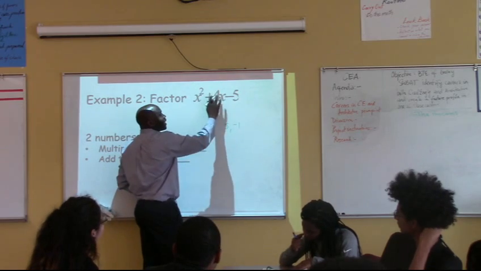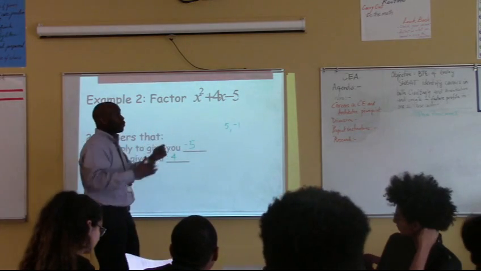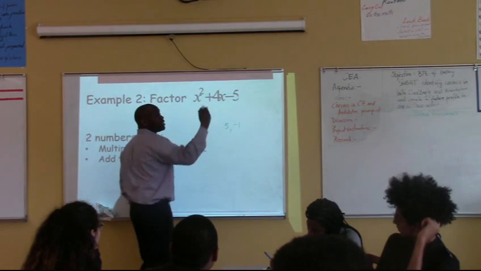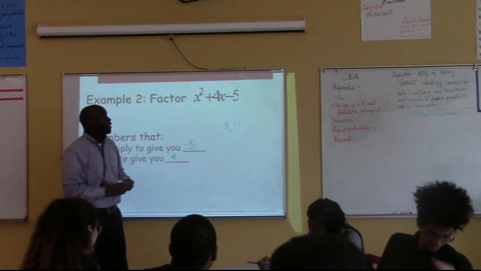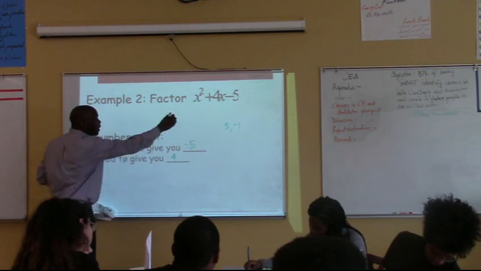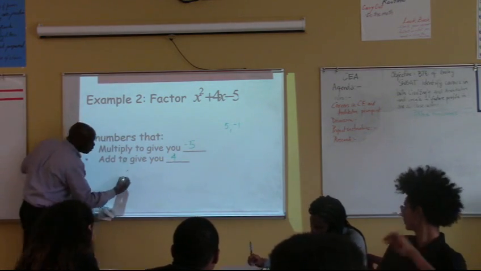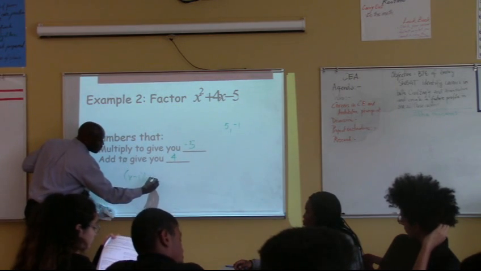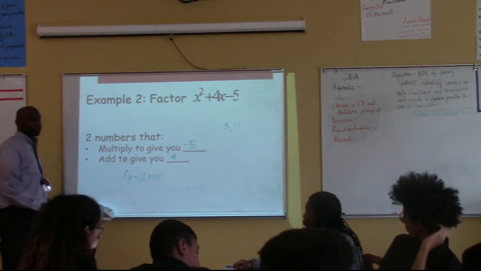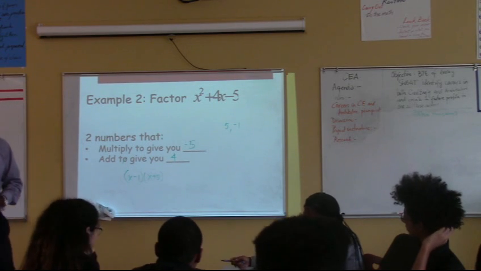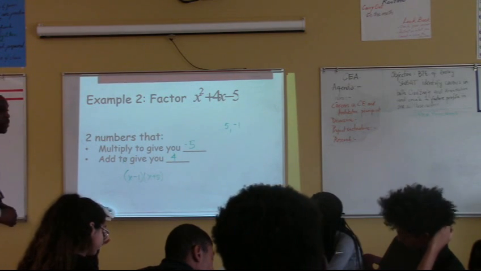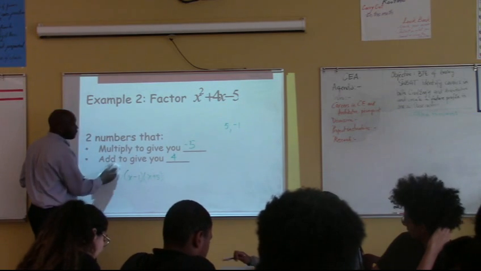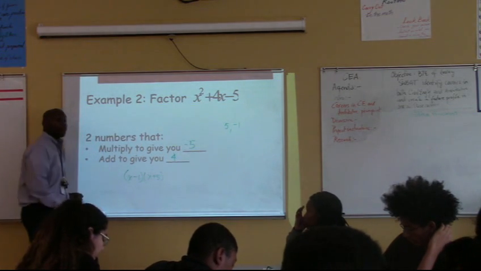So we have to look at the sign of the middle number to see which number is the bigger number when we multiply a positive and a negative number. So our numbers are 5 and negative 1, so we write it as x minus 1, x plus 5. And those are our factors. And that's our solution. It doesn't matter which way you go, because you're still multiplying it out at the end to get that polynomial. Let's go to number 3.